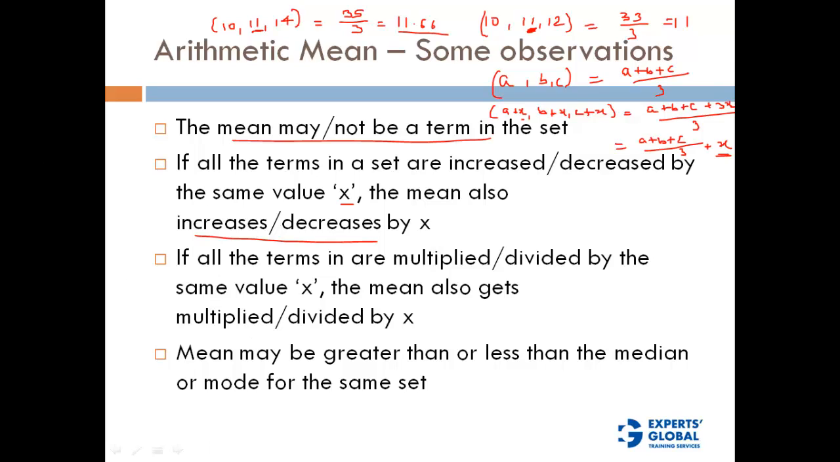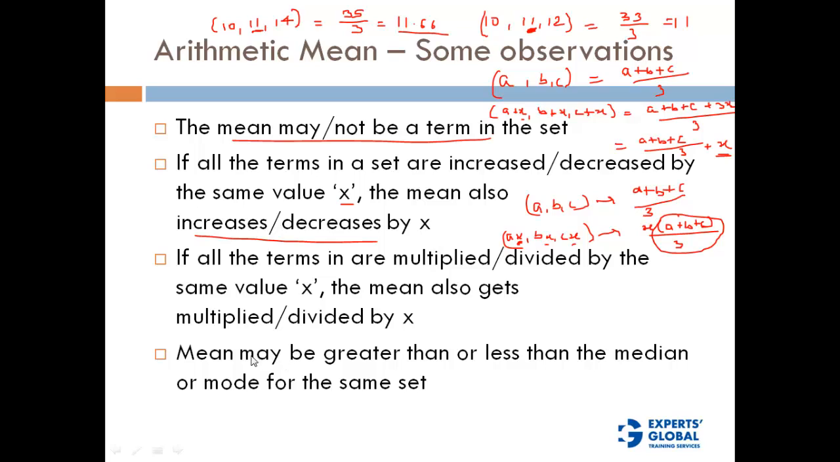If all the terms are multiplied or divided by x, then the mean also gets multiplied or divided. So let's take this example again. We know for A, B, C, the mean is going to be A plus B plus C by 3. Now let's consider Ax, Bx and Cx, and consider that mean. That is going to be Ax plus Bx plus Cx, which is x into A plus B plus C, divided by 3. So you will see that the original mean is now multiplied by x. So when you multiply or divide every individual item by x, the mean also gets multiplied or divided.